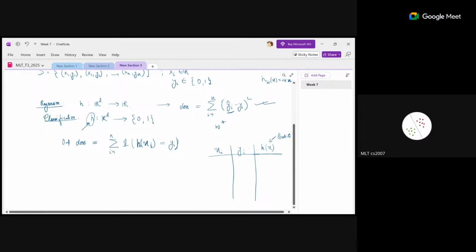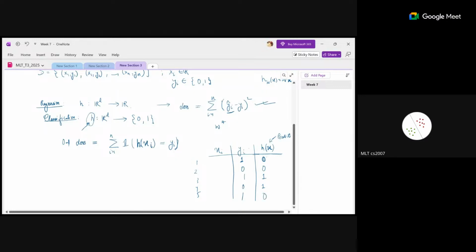Now in this case, what do we want to check? We want to check whether this predicted value is equal to the true label, and again the prediction is going to be either 0 or 1, right? Let's say there are 5 data points, 1 2 3 4 5, and the true labels are maybe 1, 0, 1, 1, 0. And let's say the predictions h of xi are: for the first data point it is 0, for the second it is 0, for the third it is 1, for the fourth it is 1, for the fifth it is 0, right?